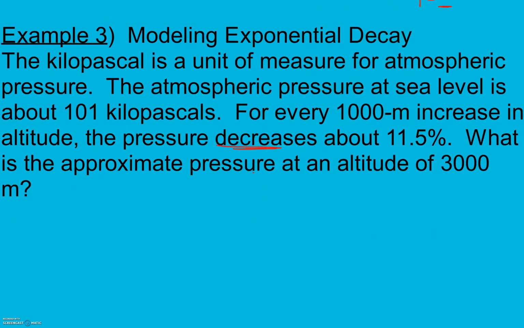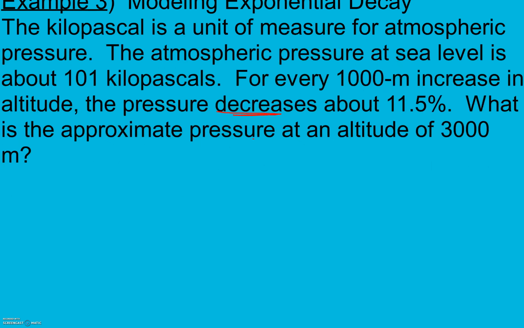In example 3, we're modeling exponential decay. The kilopascal is a unit of measure for atmospheric pressure. The atmospheric pressure at sea level is about 101 kilopascals. For every 1,000 meter increase in altitude, the pressure decreases about 11.5%. What is the approximate pressure at an altitude of 3,000 meters? So here, again, we're going to start off with y equals a times b to the x power.